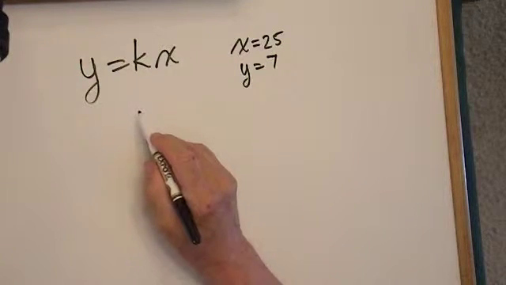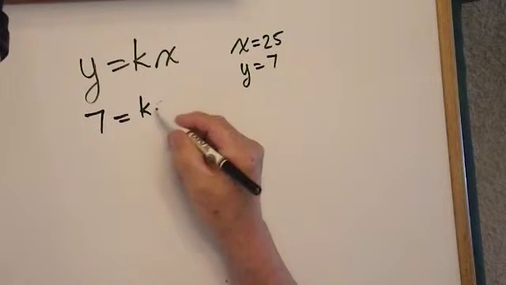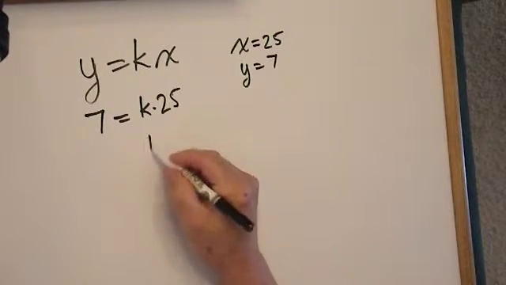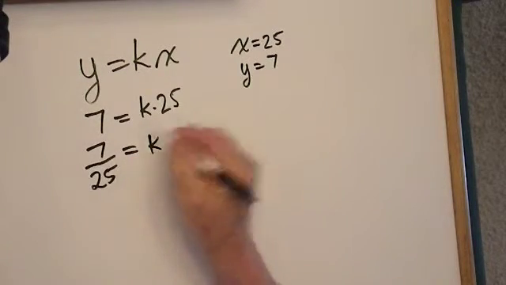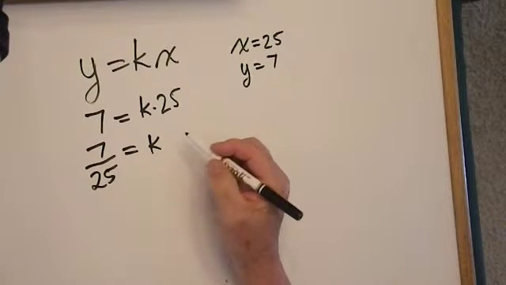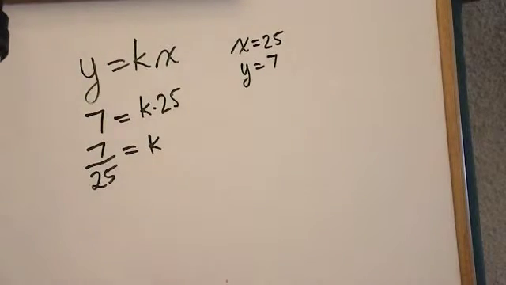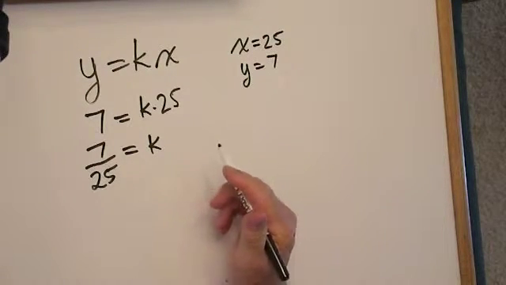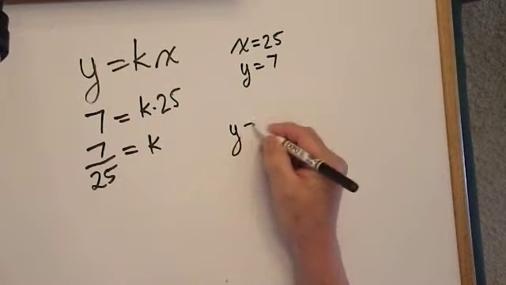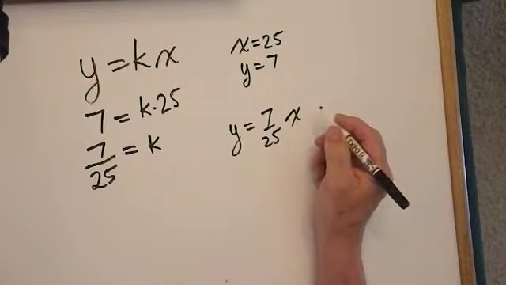If we know the values of two of the three numbers in this expression, then we can always find the third. So for example, if x was equal to 25 and y was equal to 7, then y equals kx is the same thing as 7 equals k times 25, or k is equal to 7 over 25. If you divide both sides of that equation by 25, this is what you get. So in that case, the equation would have been y equals 7/25 x, like so.